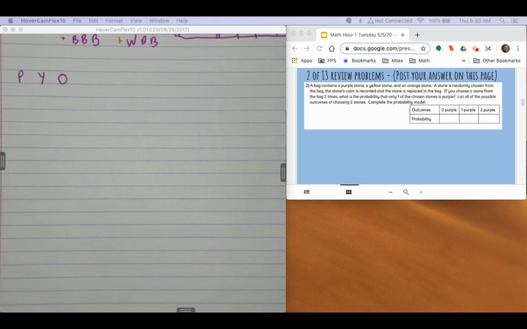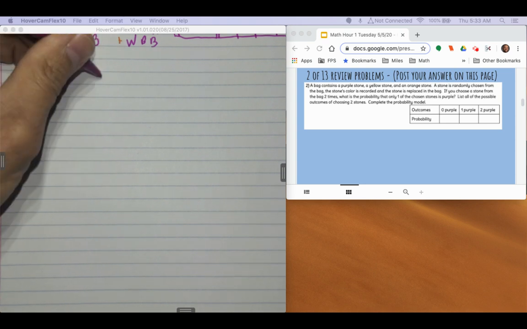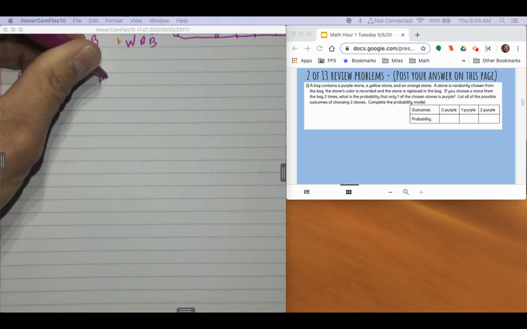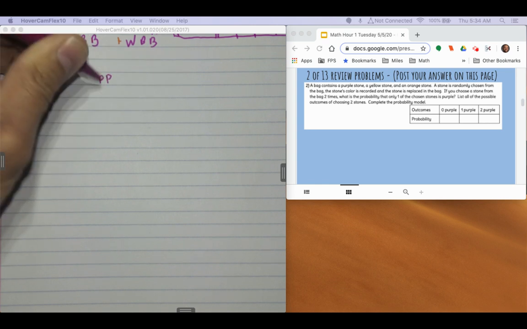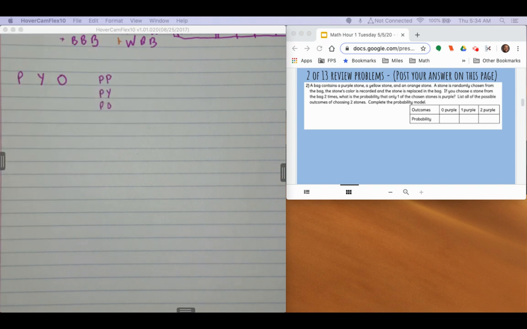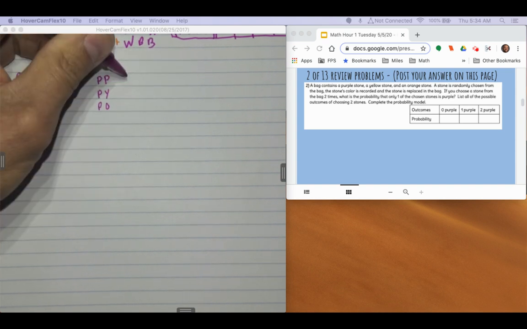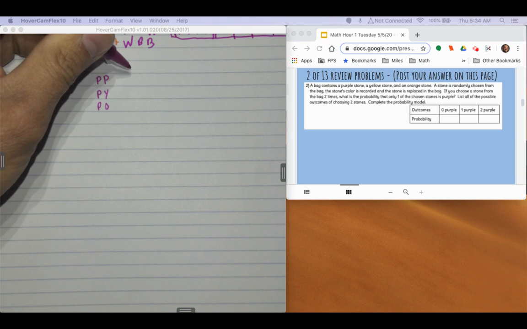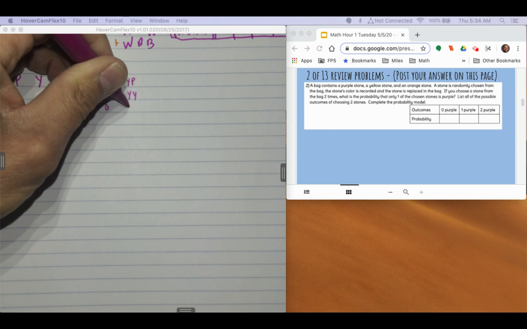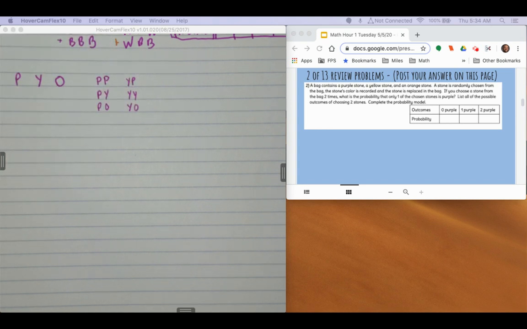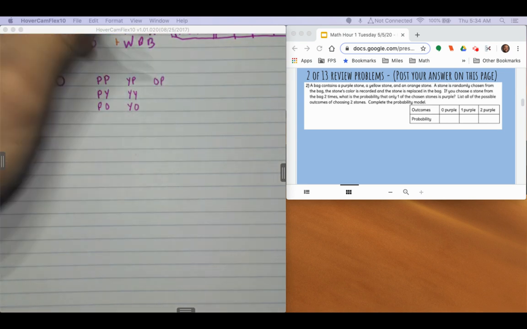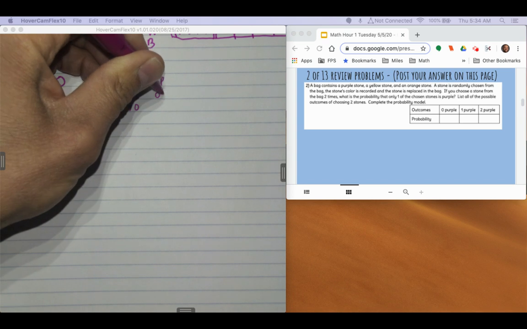So if the first one is purple, the second one could be purple. The first one's purple, the second one could be yellow. The first one's purple, the second one could be orange. If the first one is yellow, the second one could be purple. First one's yellow, second one could be yellow. First one's yellow, the second one could be orange. Or the first one's orange, the second could be purple. First one's orange, the second could be yellow. The first one's orange, the second could be orange.